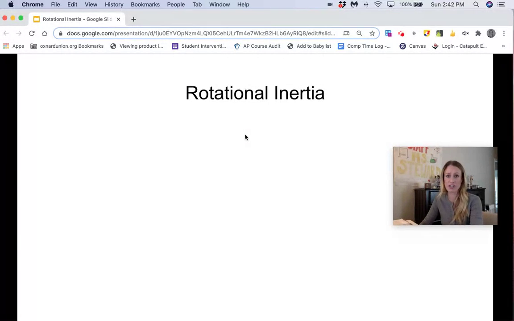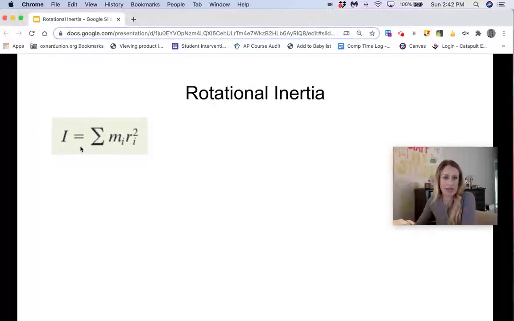So rotational inertia, or moment of inertia, is used when we have a system of particles. When we have something that's not a continuous body, but a bunch of particles rotating about a central axis, we can use this equation right here. You get the sum of the mass of each particle times the radius of each particle squared, where that radius, remember, is the distance from where the particle is located to the axis of rotation.